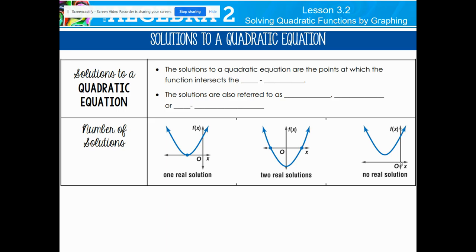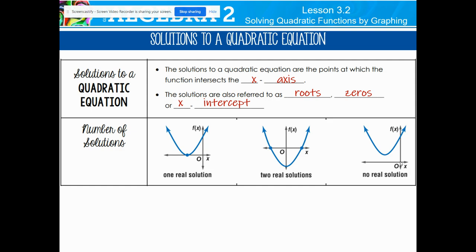Solutions to a quadratic equation. The solutions to a quadratic equation are the points at which the function intersects the x-axis. Solutions are also referred to as roots, zeros, or x-intercepts. There are 3 different things that could happen. There could be one real zero, and it's actually a double zero. That would have multiplicity 2. We'll get to that later.